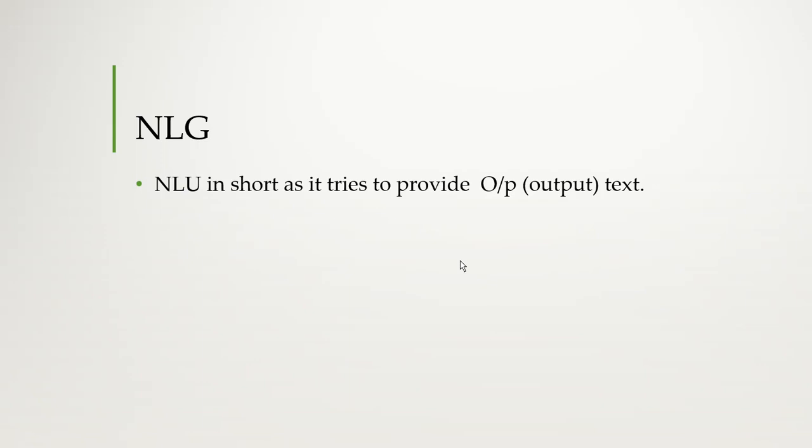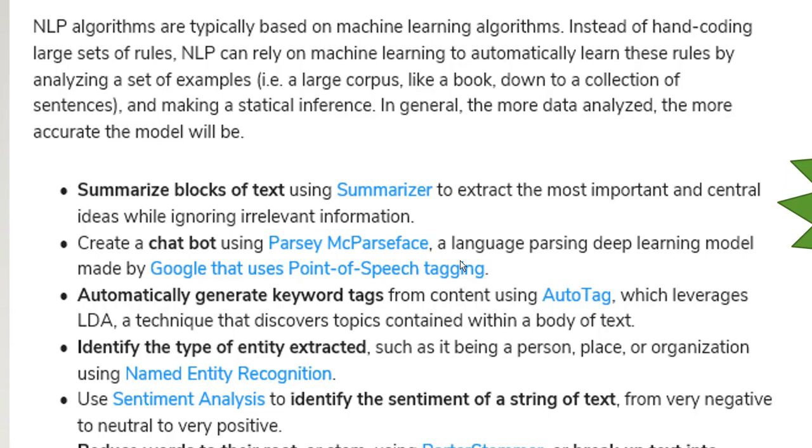So in short, NLG tries to provide output text. That is NLG. NLU simply takes the input, and NLG simply gives the output in story format.